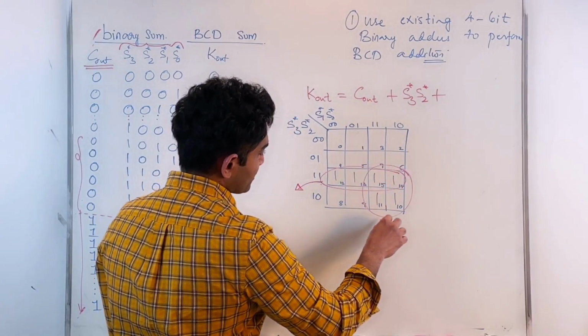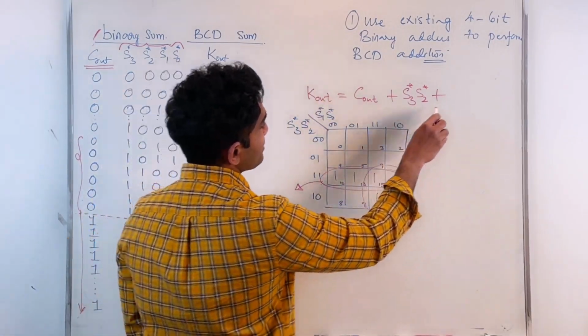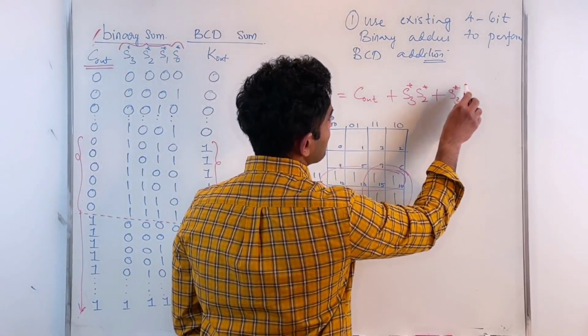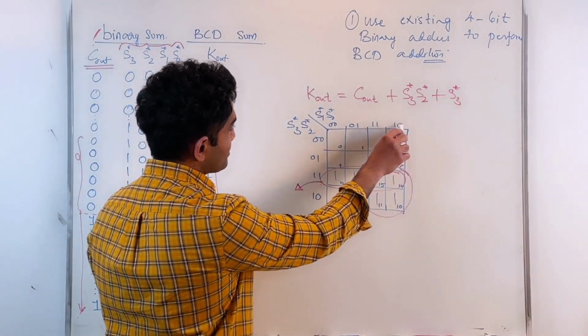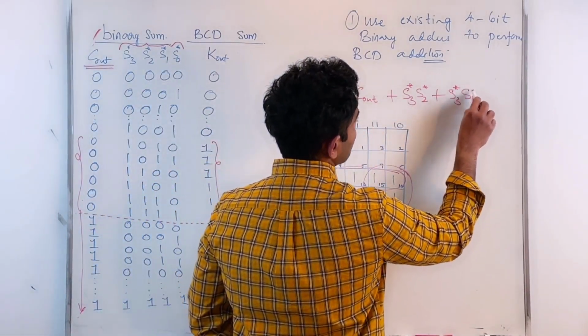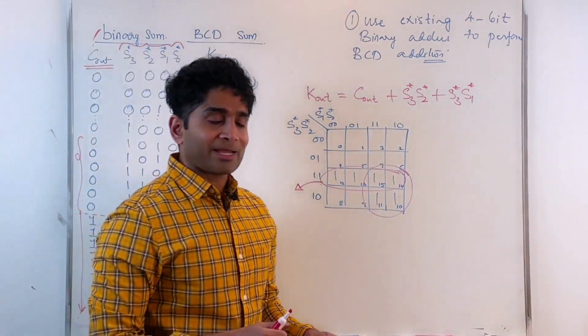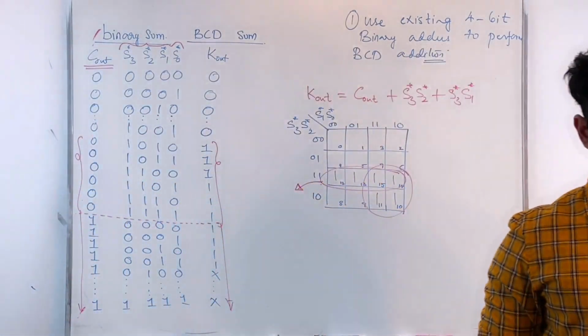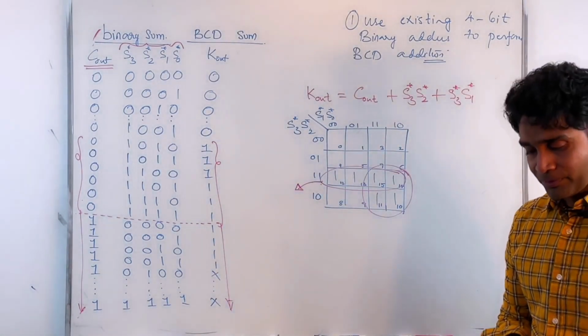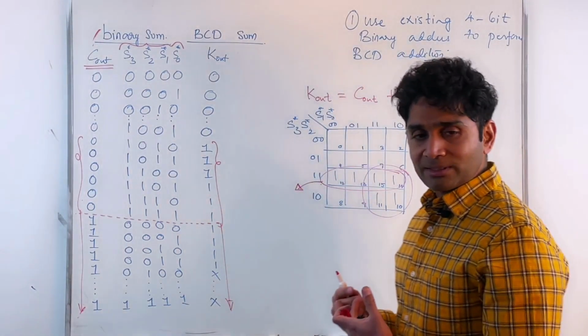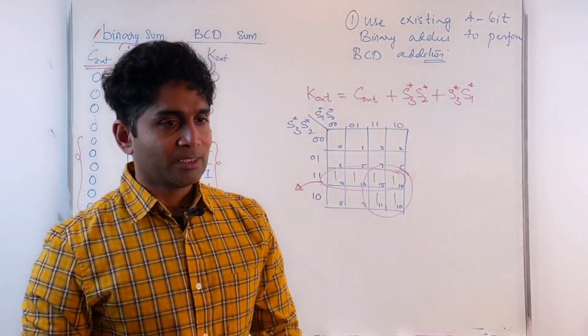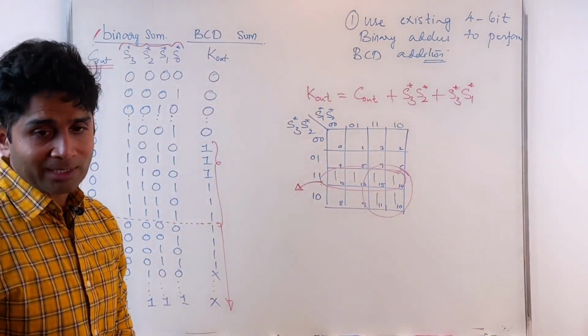Product term corresponding to this combination is, I go down, that is S3 star. Go across, I get S1 star. So now I have a relationship for K out. I can design my system, the control logic, if you will, that would tell me when the sum is exceeding 9. Every time, and then that will produce a 1 as the output.